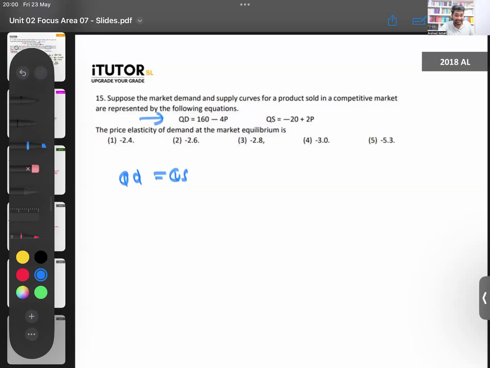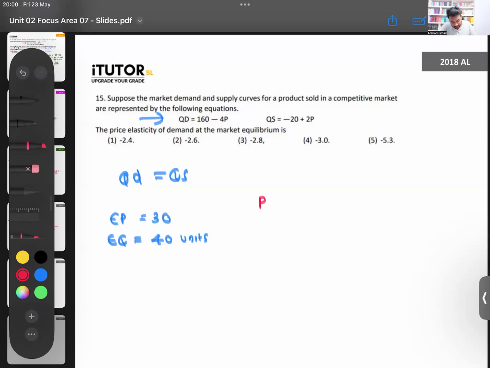Equilibrium price is 30. Okay. How much is the equilibrium quantity? Quantity is 40 units. That you should be able to do. Now, if you can't do that, then do LLs in 2026. Right. Then, now we'll find PED.